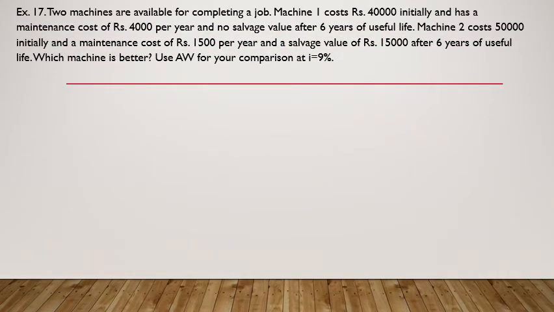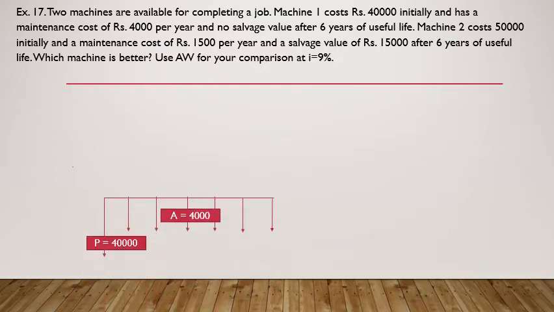Let us go to another common example. Two machines are available for completing a job, and machine 1 costs 40,000 initially and has a maintenance cost of 4,000, and it has been converted into a cash flow diagram, and no salvage value after 6 years.